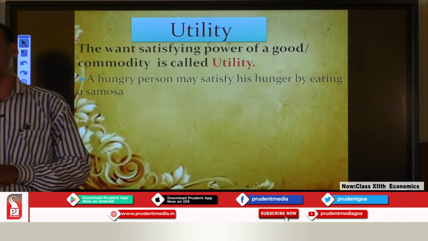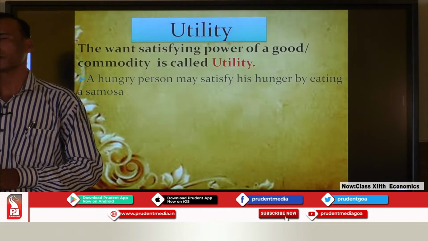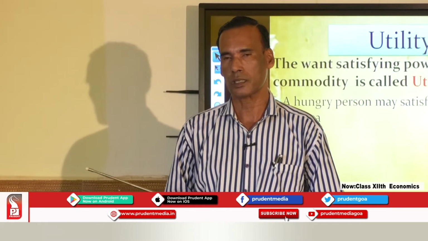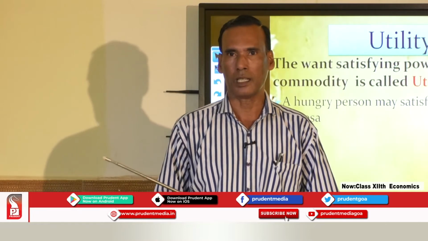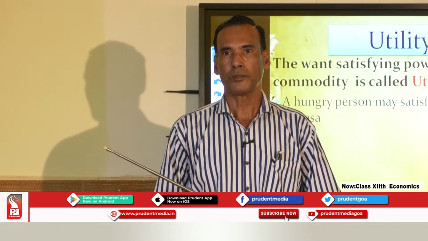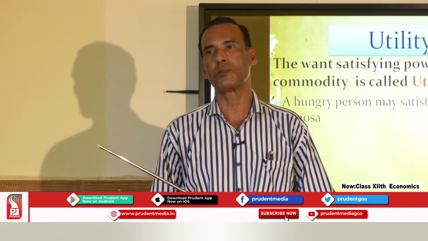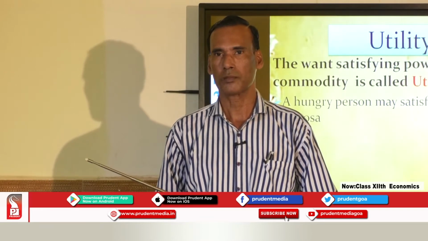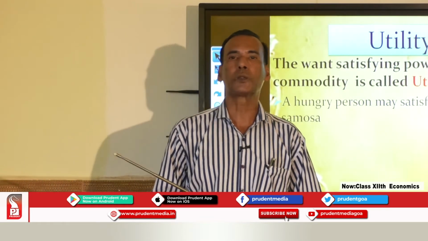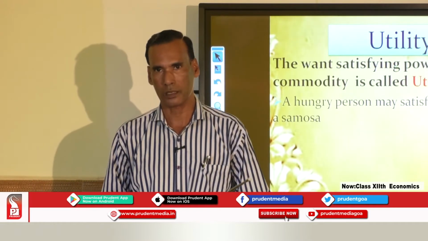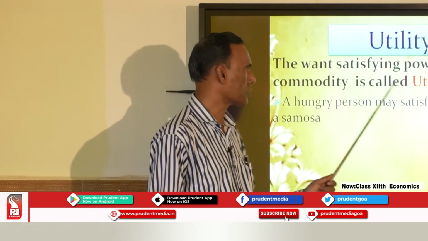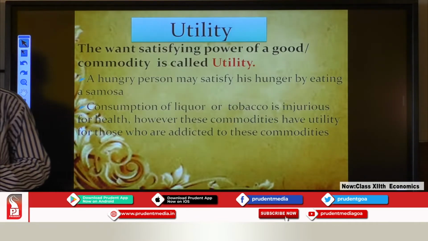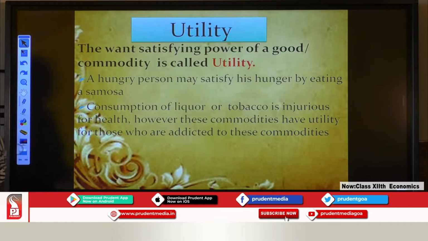Secondly, another example that I can give you. We know that tobacco and drugs are injurious for health. But still, these items satisfy the wants of a person who is addicted to them. That means utility does not follow ethics. So in short, you need to know that utility has got the power to satisfy human wants.